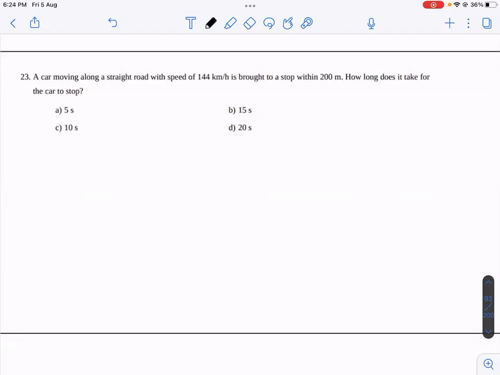Try this. A car moving on a straight road with a speed of 144 km per hour is brought to a stop within 200 meters. How long does it take for the car to stop? Try it out. So I'll tell you, in this problem, there are two unknowns. What are the two unknowns? Any idea? One is the retardation and one is the time.